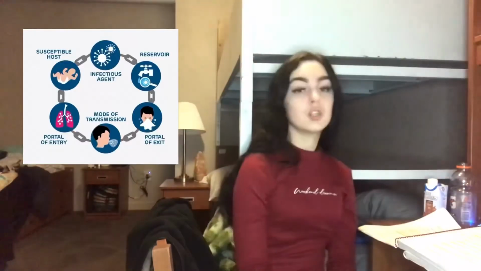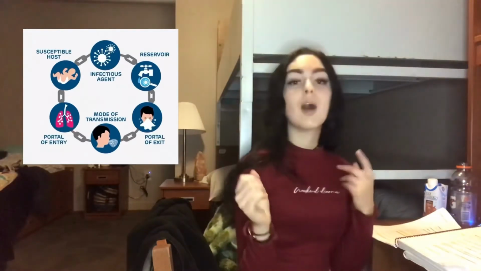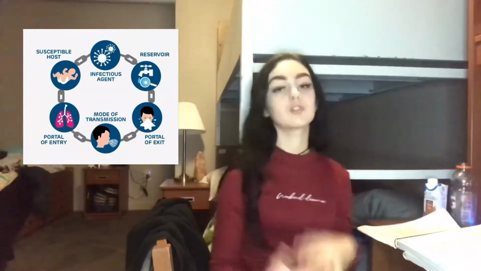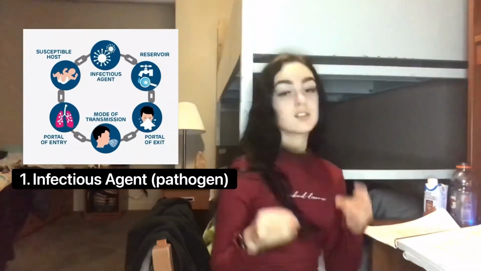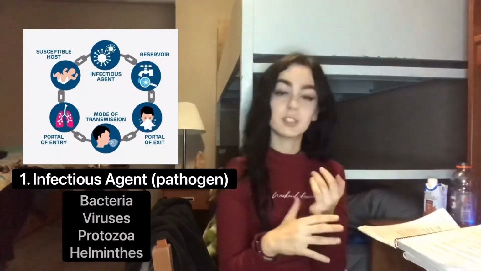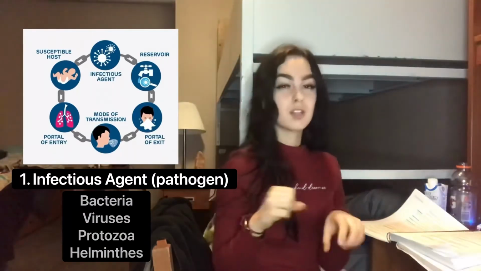So the next thing we're going to go over is the chain of infection. You have the infectious agent, the reservoir, the portal of exit, the mode of transmission, the portal of entry, and the susceptible host. So it all starts off with the infectious agent, or pathogen. These are disease-producing microorganisms, and these include bacteria, viruses, protozoa, and helminths, which are little parasitic worms or flukes.